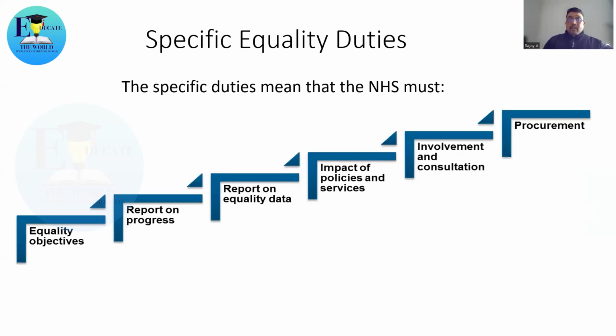The specific equality duties mean every NHS hospital, or NHS organization, should have equality objectives. They should also report on its progress and provide the data, and they should consider the impact of any new policies and services on the people with protected characteristics. And also they should involve and consult every member of the group or organization before starting a new service or implementing a new policy or procuring services.